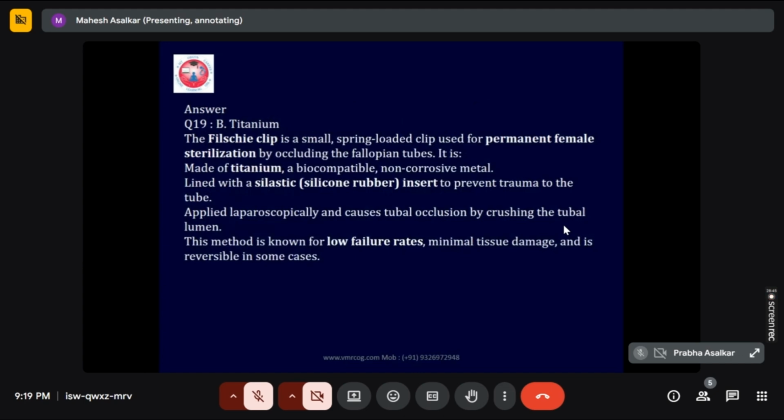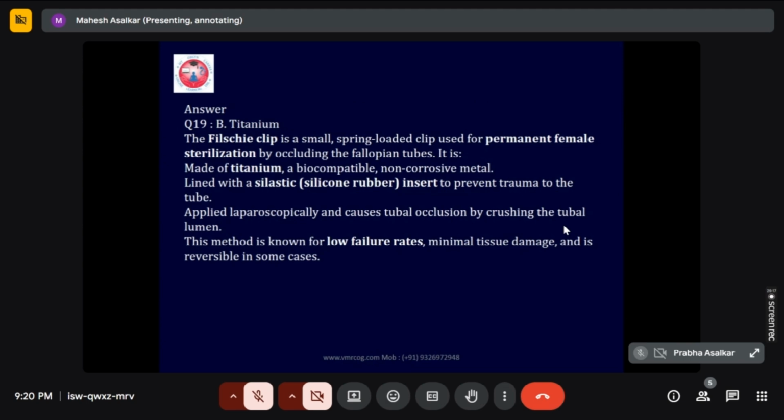The Filshie clip is a small spring-loaded clip used for permanent female sterilization by occluding the fallopian tubes. It is made up of titanium, a biocompatible, non-corrosive metal lined with silastic or silicone rubber insert to prevent trauma to the tubes, applied laparoscopically, and causes tubal occlusion by crushing the tubal lumen. This method is known for low failure rates, minimal tissue damage, and is reversible in some cases.